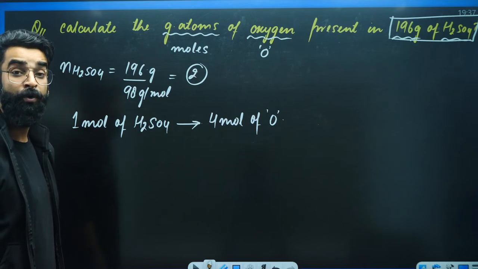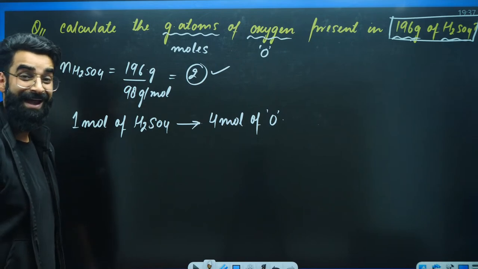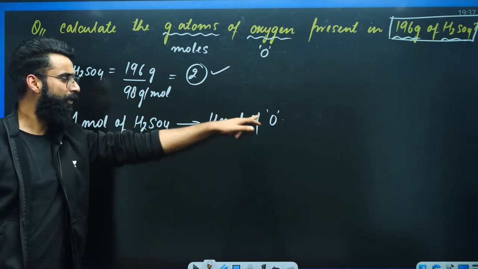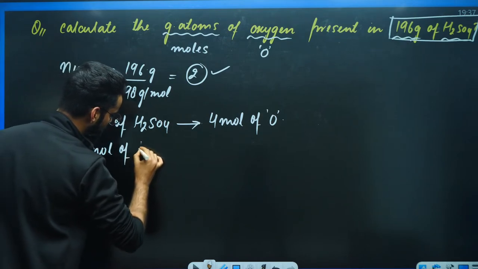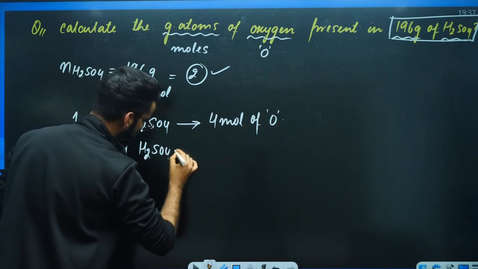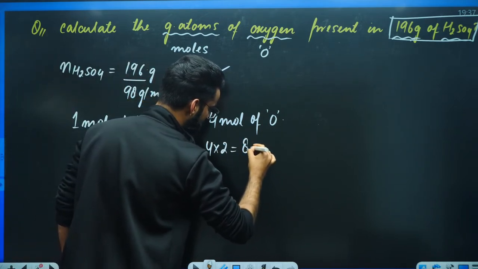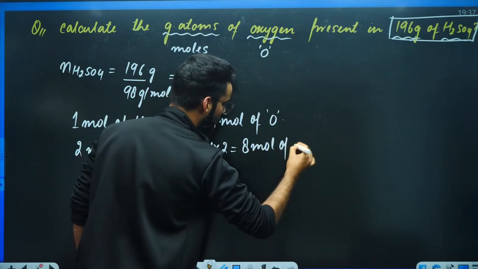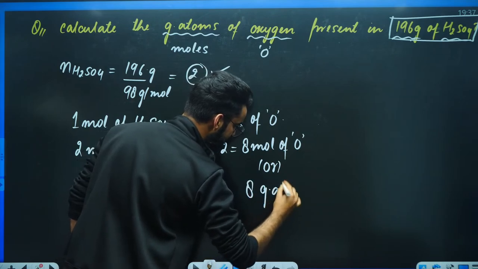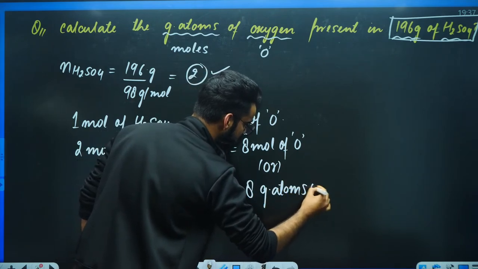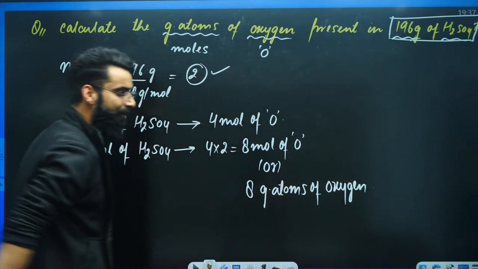Right? How many moles of H2SO4 do we have? We have 2 moles of H2SO4. And we already know 1 mole H2SO4 contains 4 moles of O. So I would say 2 moles of H2SO4 will contain 4 multiplied by 2, the value comes out to be 8 moles of O. Or you can say 8 gram atoms of oxygen directly.